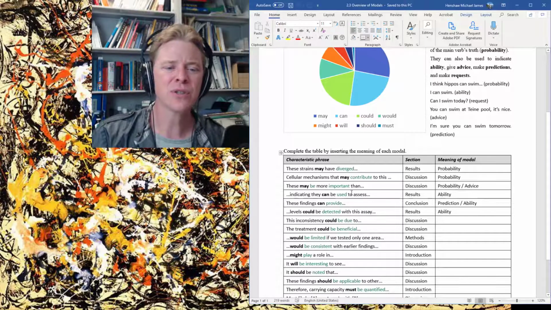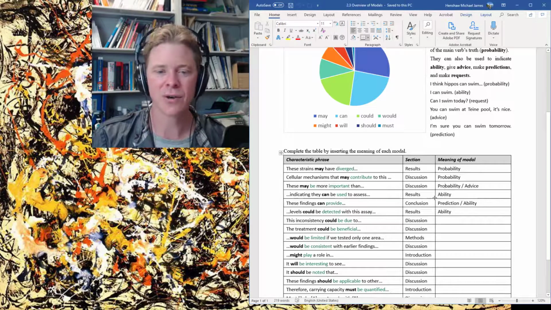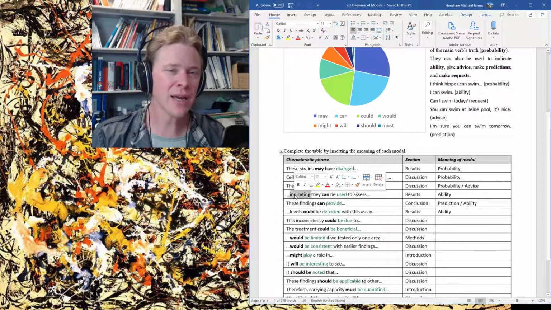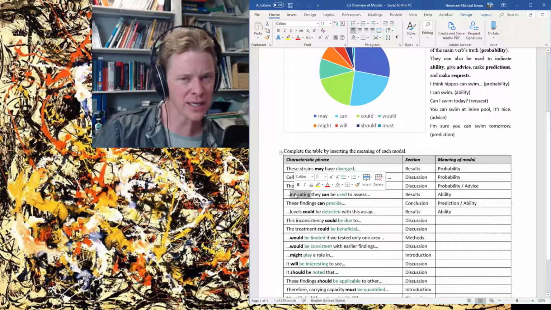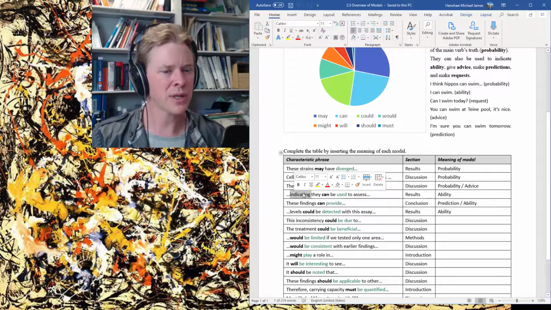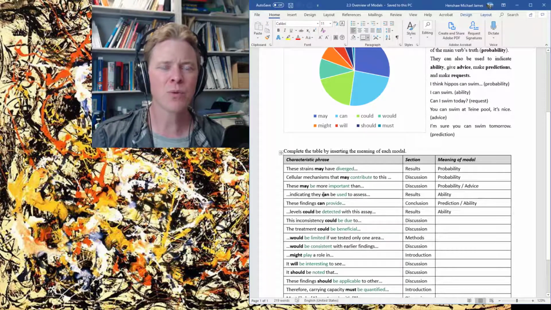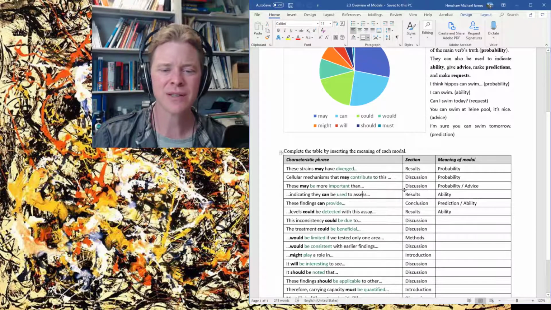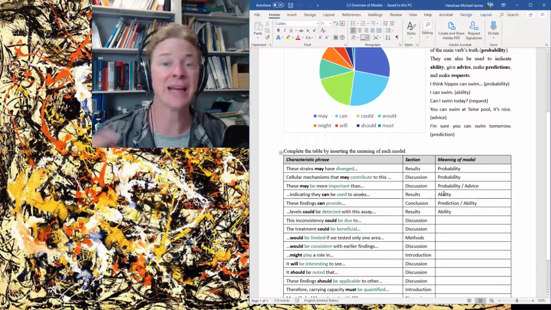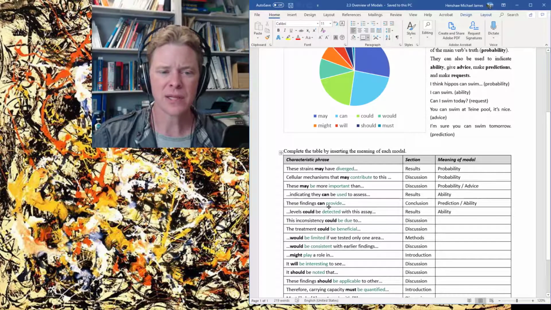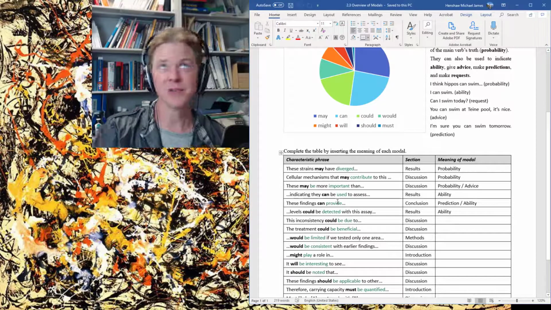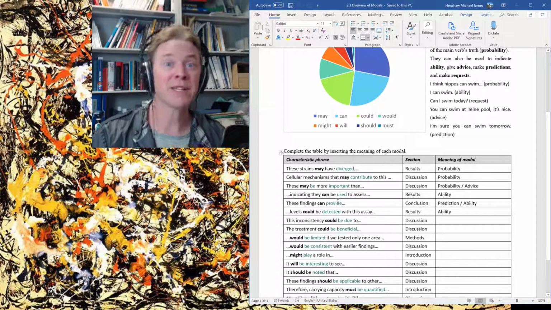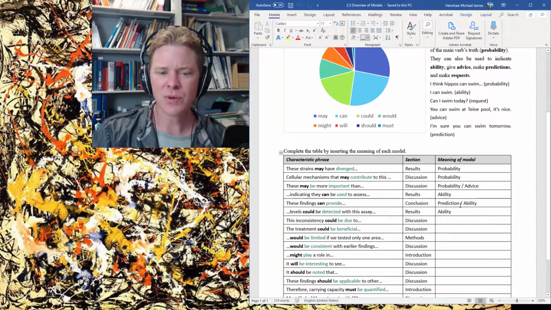Indicating they can be used to assess. Okay, so in the case of indicating, you might argue that indicate is a type of probability. But for what we're investigating right now, this can be used, this is just about ability, just like I can swim. These findings can provide useful tools for future investigations. So that is a type of ability.